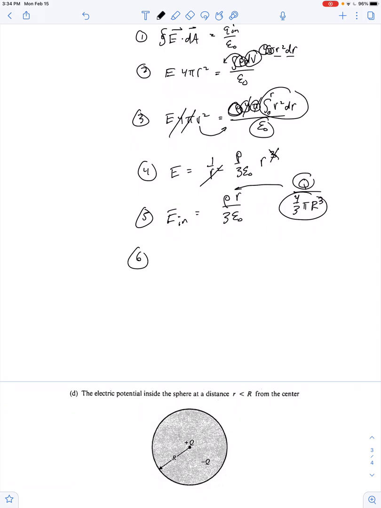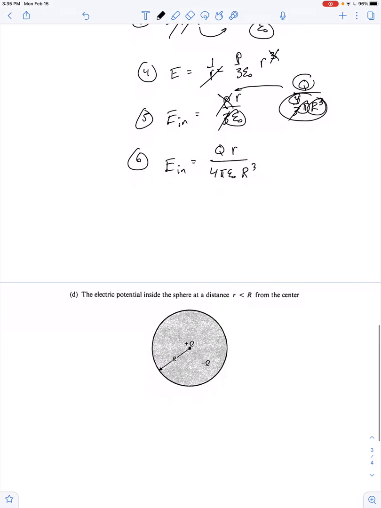So step 6, E_inside is equal to QR over 4 pi epsilon naught R cubed when everything cancels out, right? This 3 is going to cancel with that 3. And so we're left with 4 pi R cubed in the denominator along with epsilon naught. And we've substituted out for rho that way.